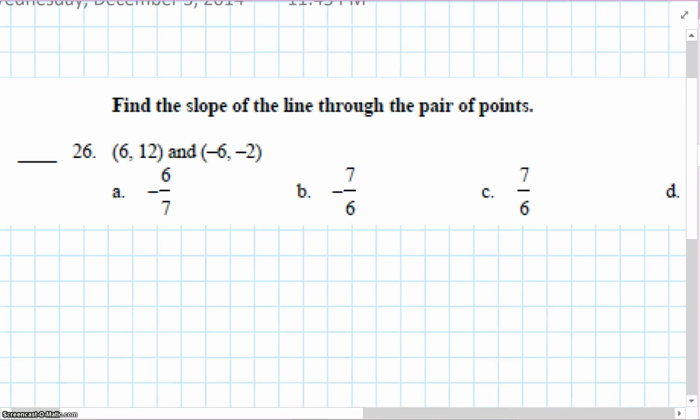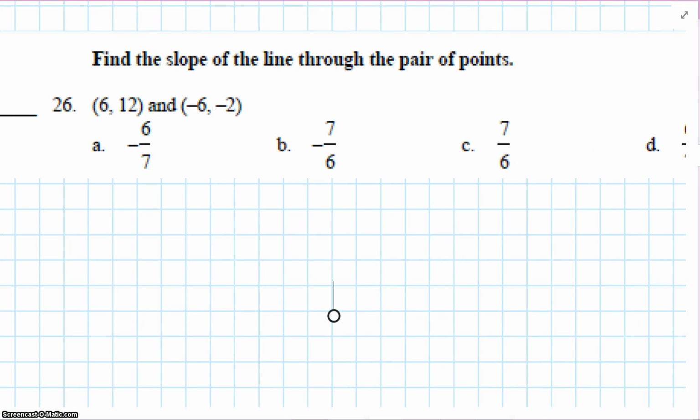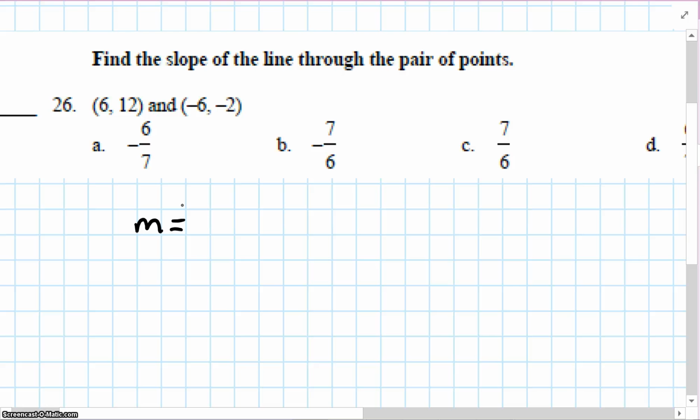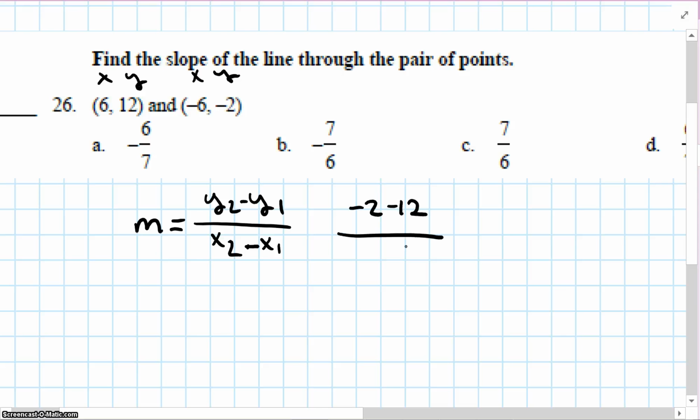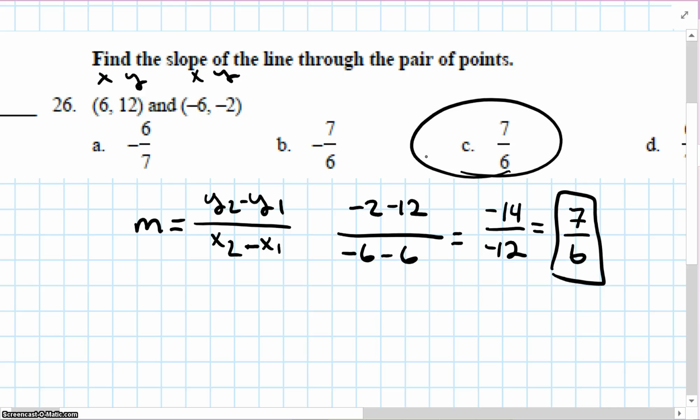26. Find the slope of the line through these pair of points. Well, the slope is rise over run, so y2 minus y1 over x2 minus x1, using the x and y in their ordered pairs. So it's going to be negative 2 minus 12 over negative 6 minus 6. So that's going to be negative 14 over negative 12, which can reduce to 7 over 6, positive. So the answer is C.